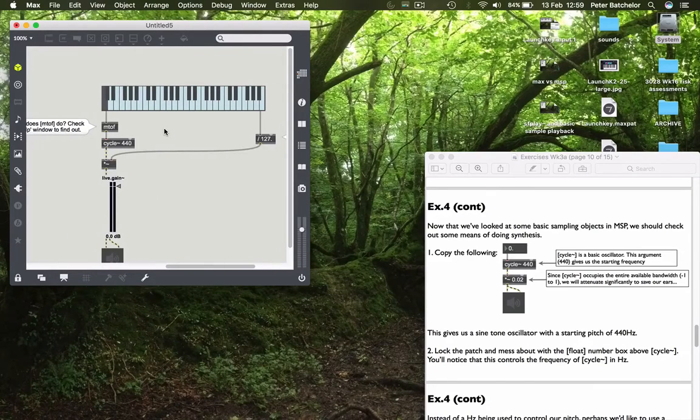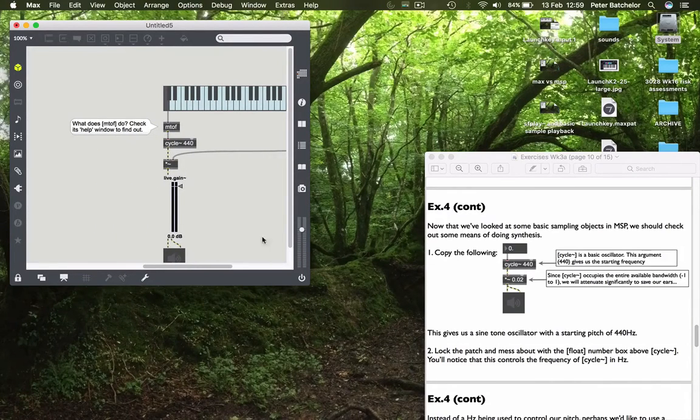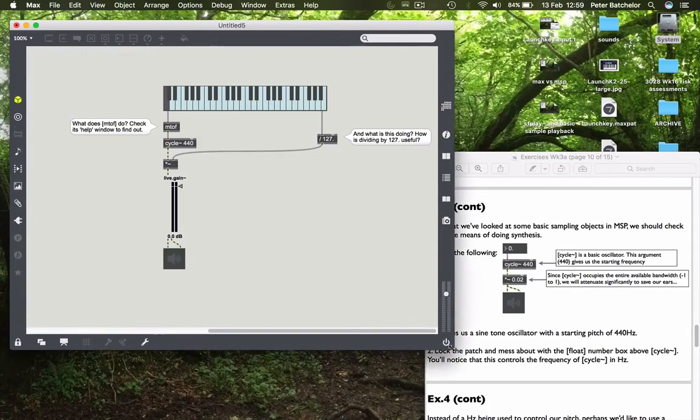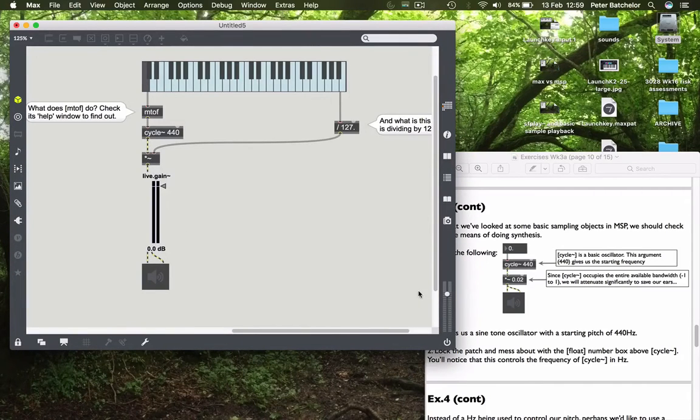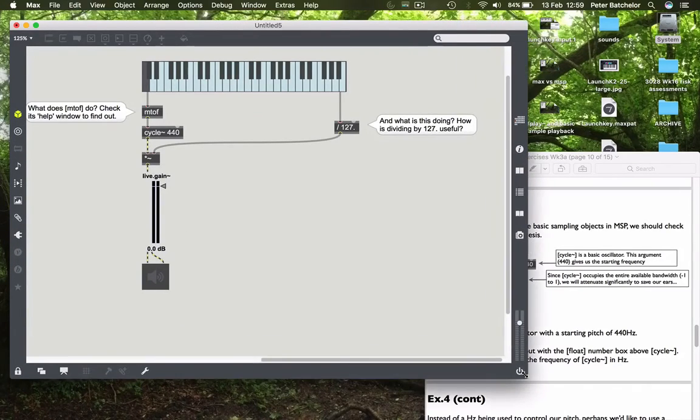So, where can we use that? Well, here you'll see that we've got both. I'm going to make this a little bit bigger so it's easier to see. We have both an overall gain control here, and we also have a multiplication object just above it. So why do we have both? Well, one is, just as I said before, an overall gain, whereas this one is helping us to handle the velocity information from when we hit a key.